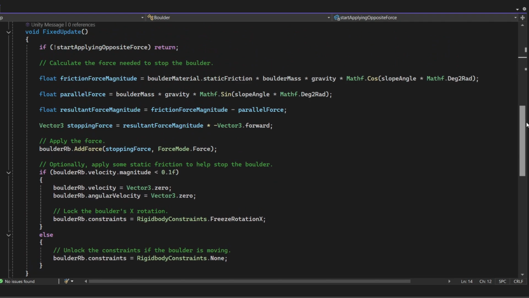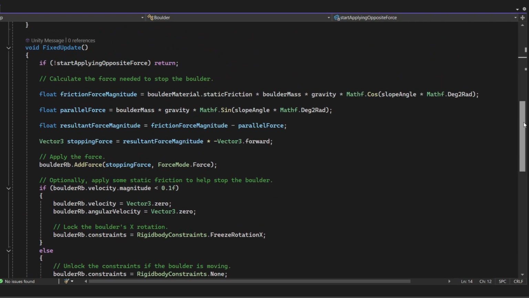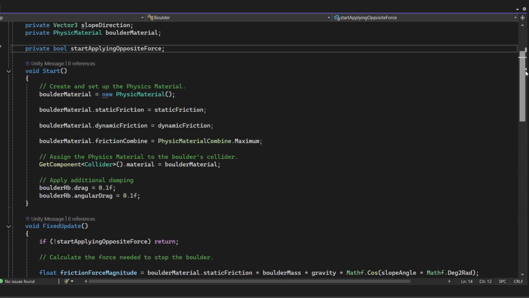Now let me show you how we create the physics material and set the static and dynamic coefficients. In the start method, we begin by creating a new instance of a physics material. We proceed to set various properties, starting with static friction, which represents the static coefficient set to 1.35, ensuring it's substantially higher than the dynamic friction, set to 0.6, to prevent the boulder from moving once it stops. Next, we adjust the friction combined property to maximum. This ensures that the highest friction value between colliding materials is applied. Finally, we assign this material to the collider's material property.